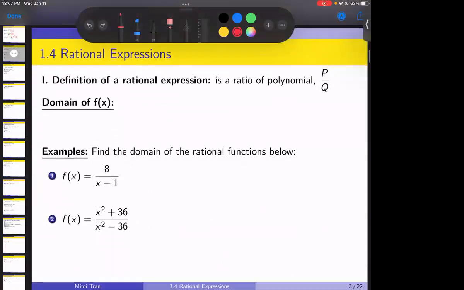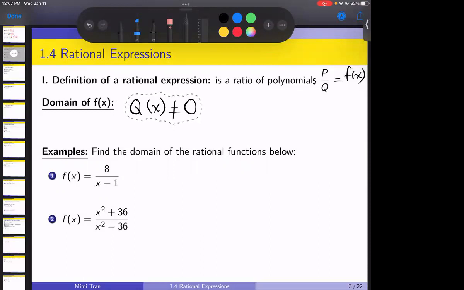What is the domain of f of x, if I call this f of x? What is the domain of that fraction? Abstractly, there's no number for you to plug in. But if I ask you the domain, what do you say? Anything, as long as the denominator is not 0, right? That's all you have to say. So the domain of f of x will be q of x not equal to 0.